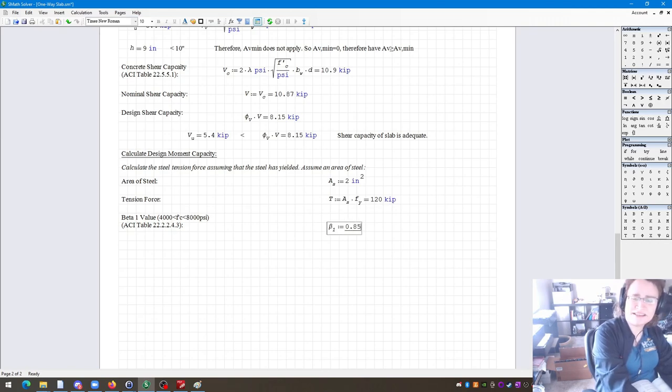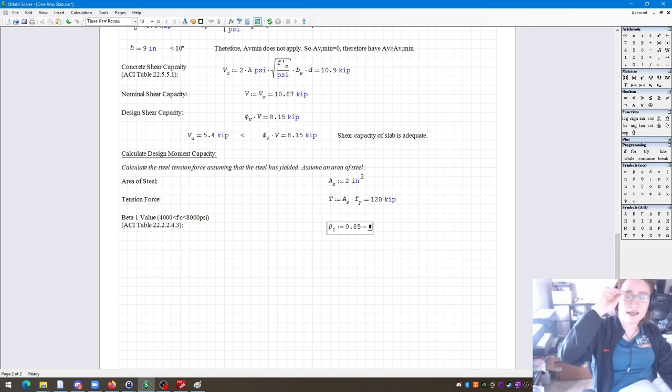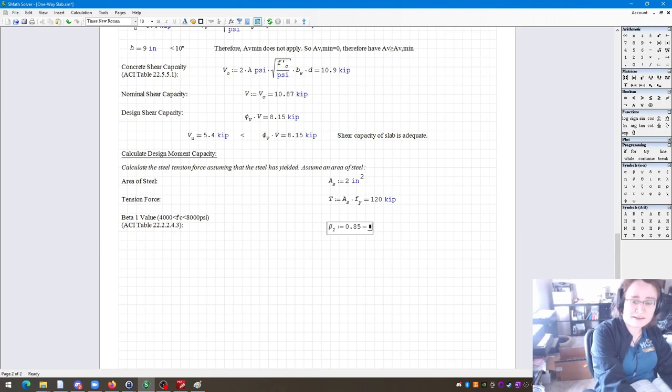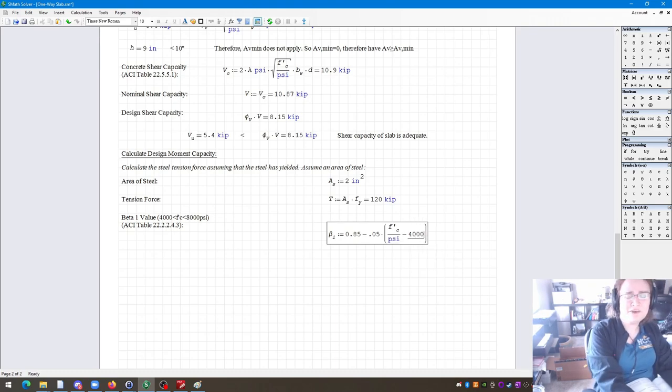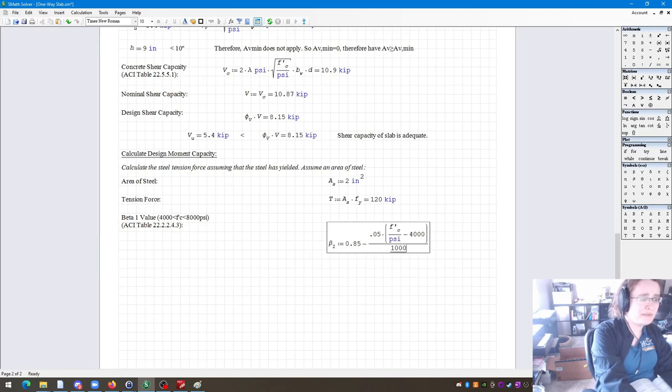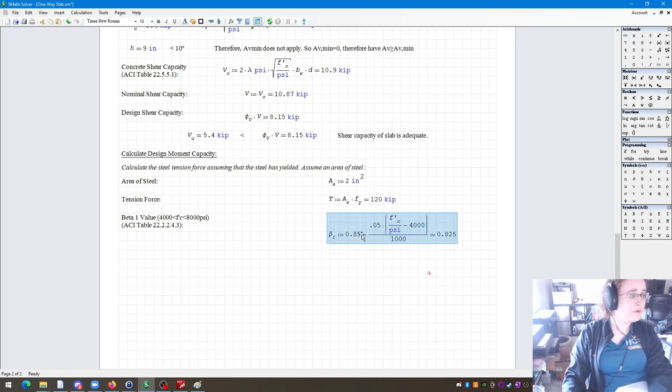Beta 1 will be equal to 0.85. Again, this is just the linear interpolation between the 0.65 and the 0.85 values. So that's 0.05 times f'c, and I'll divide by psi, because this is another one of those lovely empirical equations. Well, not really empirical, it just isn't written with units in mind. And that divided by 1,000. That looks about right. We have a beta 1 value of 0.825.